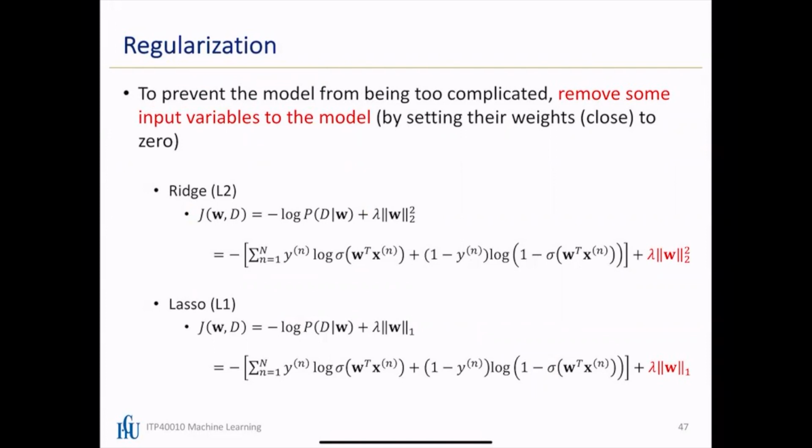And let's move on to regularization. So regularization, the idea here is to prevent the model from being too complicated. So let's remove some of the input variables from the model by setting some of the w values close to 0 or completely 0. So in order to make many of the weight values, or unnecessary weight values, close to 0, we want to use L2.